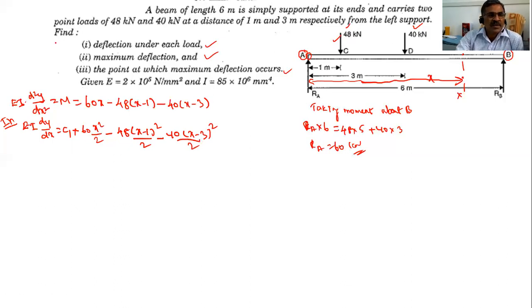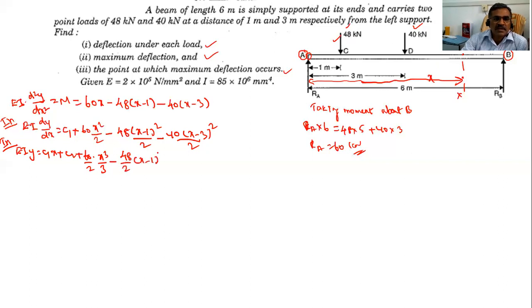So this is the first integration. Again you integrate it. You will get EI y is equal to C1 x plus another constant you add here itself, plus 60 by 6 x cube minus 48 by 6 (x minus 1) cube minus 40 by 6 (x minus 3) the whole cube. So these are the two equations.